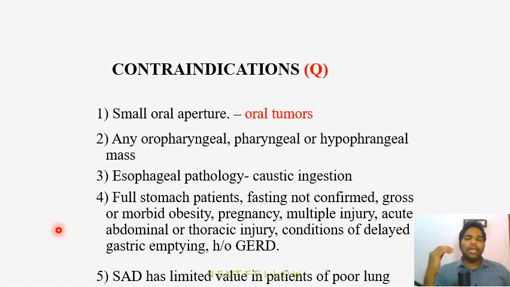Simple thumb rule: any condition which needs a definitive airway, you have to avoid LMA. And a supraglottic airway device has limited value in patients with poor lung compliance. Lung compliance is bad when the patient has pneumonia or a restrictive lung disease. In those patients, you cannot ventilate with an LMA, because there is something called leak pressure. We will see it in the next slide, and you will understand.